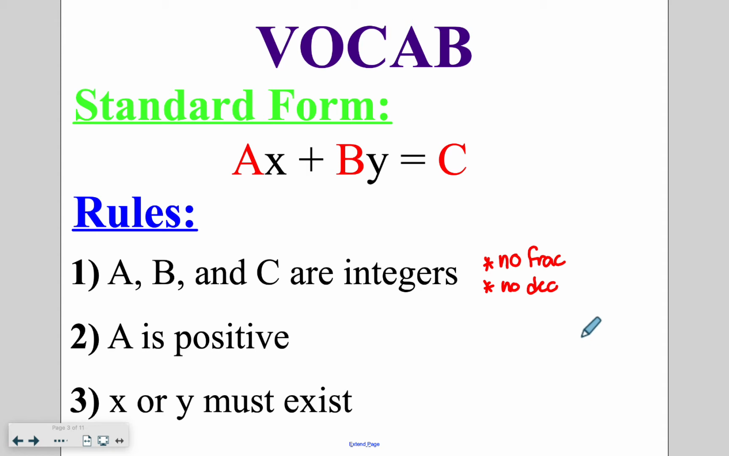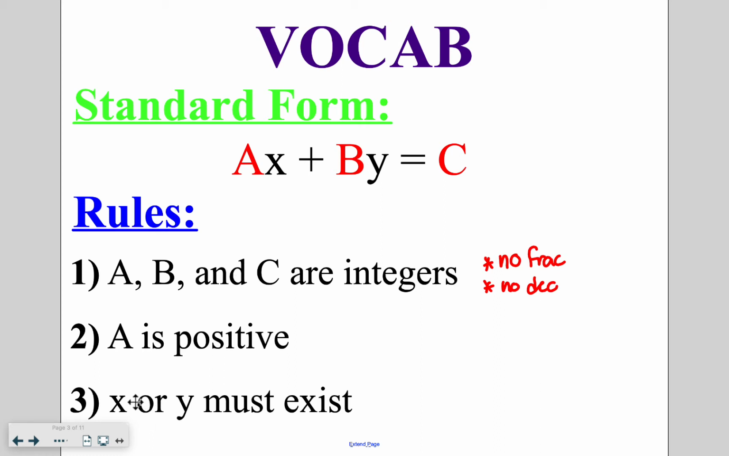The a value must be positive. So whatever is attached to the x needs to be positive. The b value and the c value, those two numbers can be negative, but the number at the very front should always be positive.